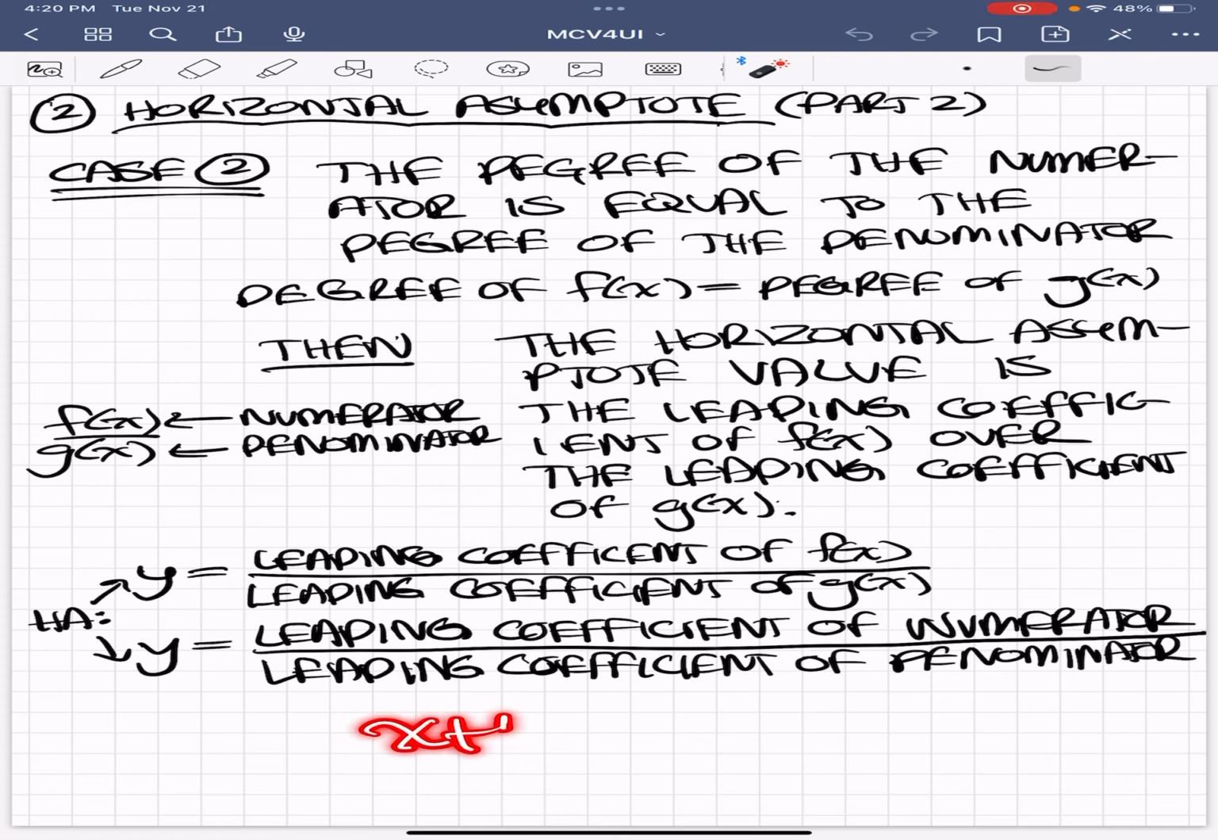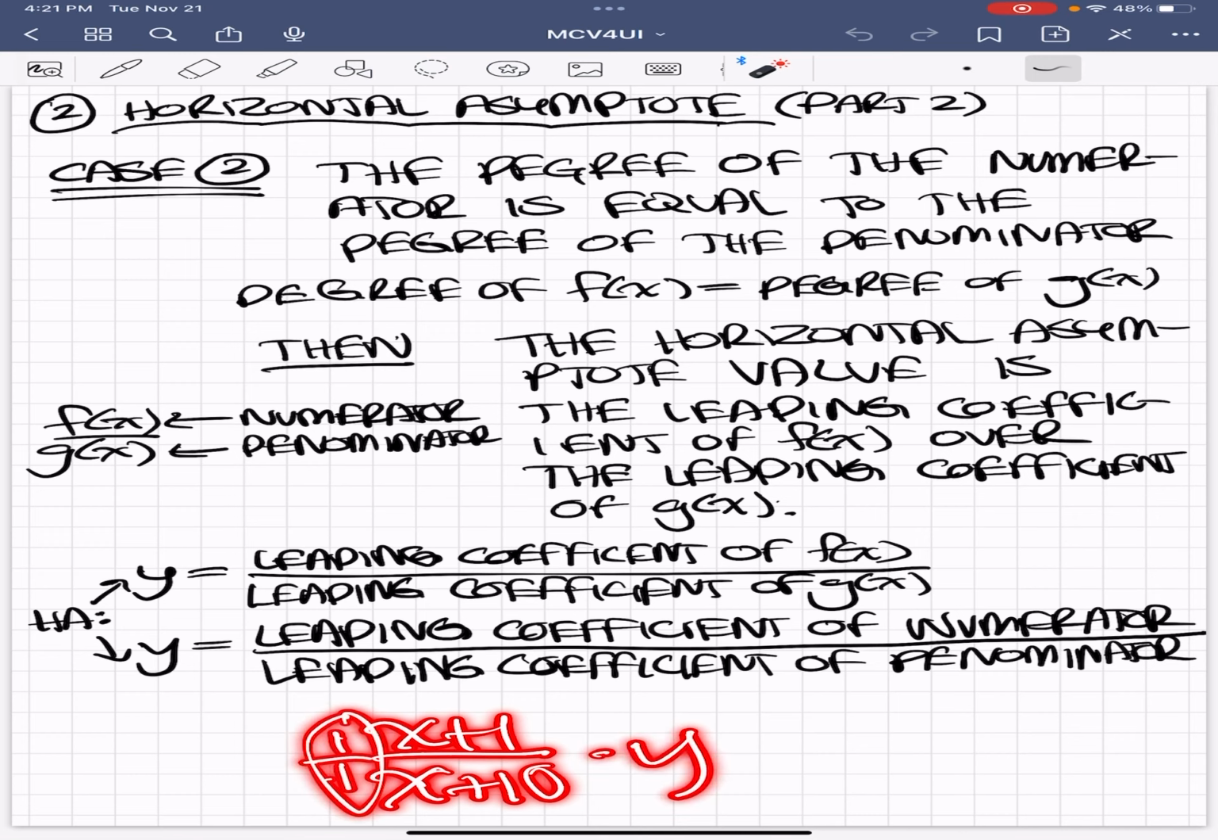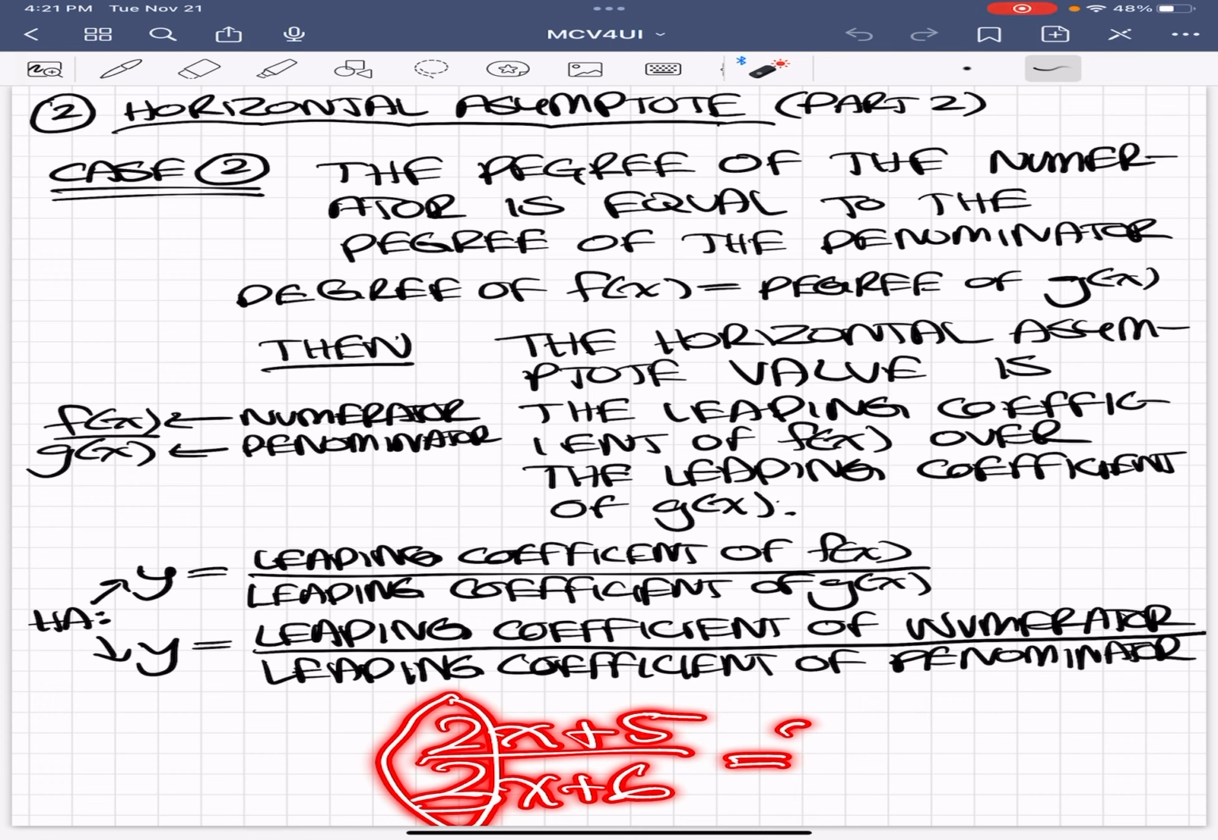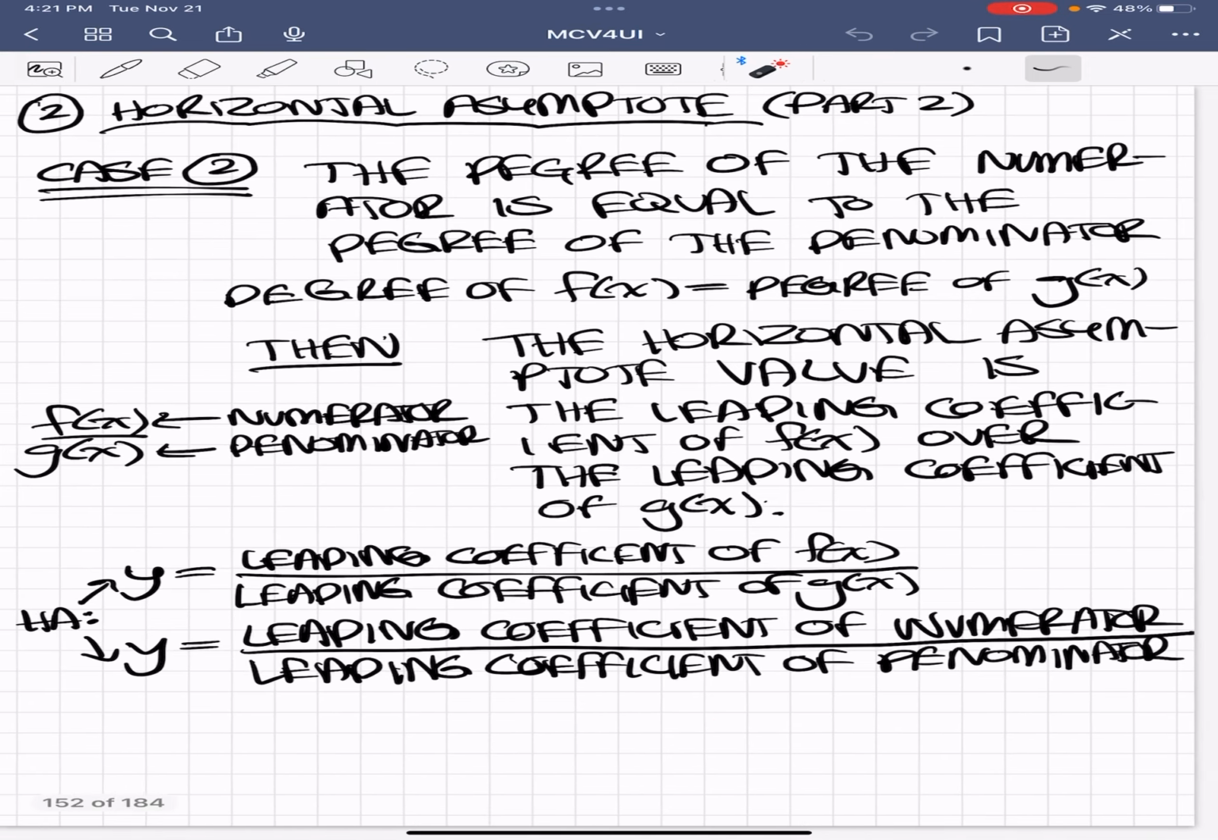So things like x plus 1 over x plus 10. Then the coefficient would be 1 over 1. So y would equal 1, and that's the HA. It can be 2x plus 5 over 3x plus 6. 2 over 3, that's the HA. Moving on.